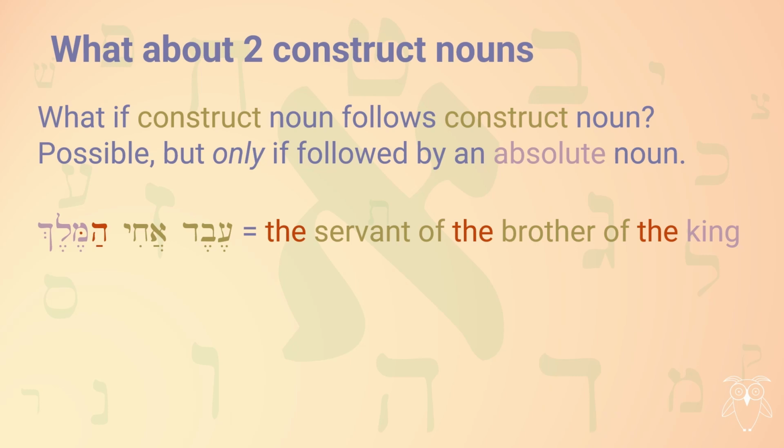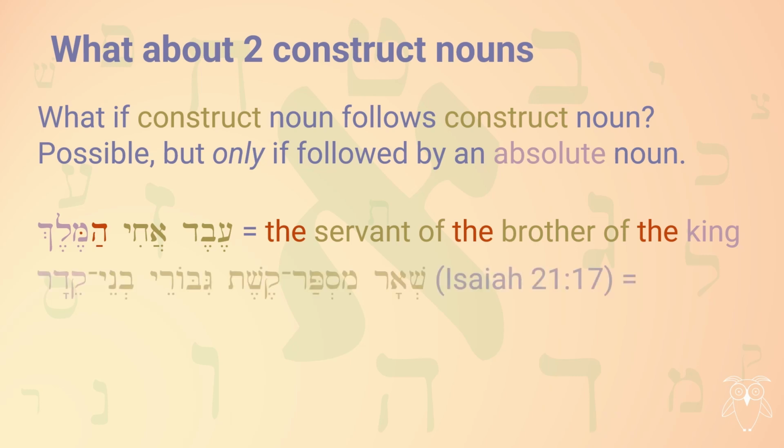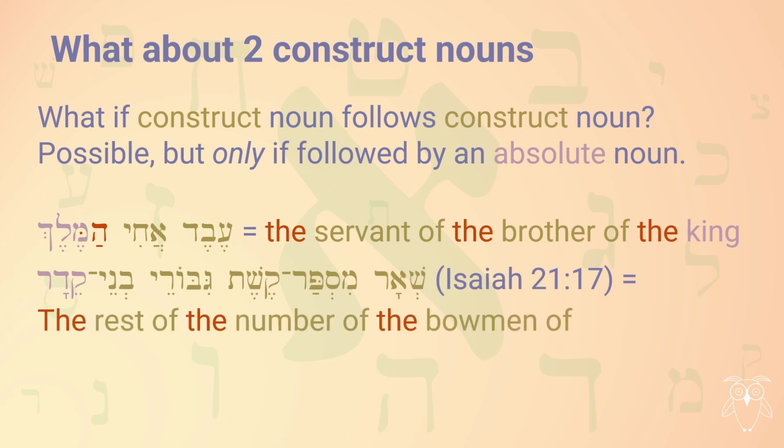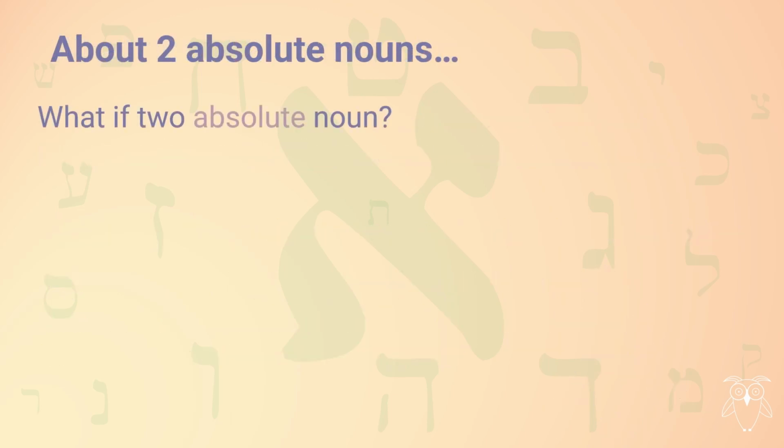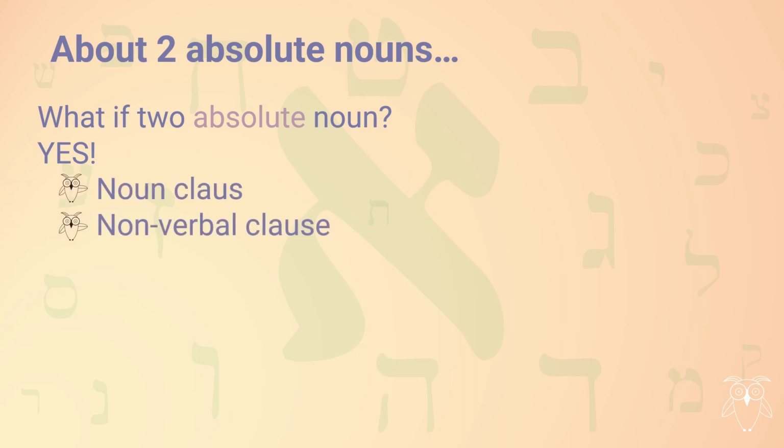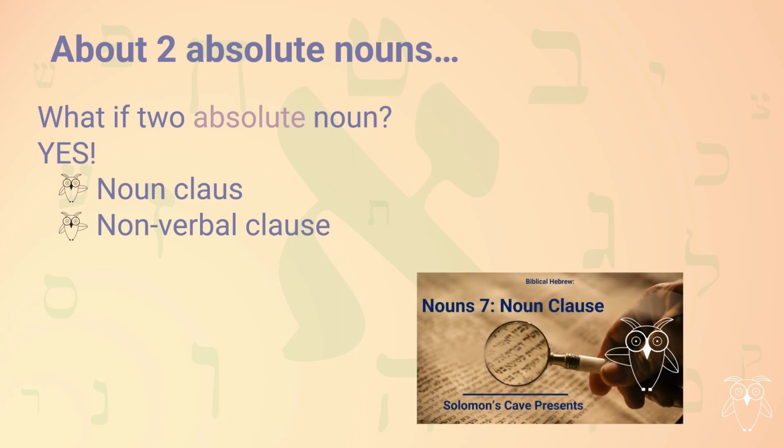And here's the longest example I've ever seen. It's from Isaiah 21 verse 17. The rest of the number of the bowmen of the warriors of the sons of Kedar. Whoa. Okay, and then what about those two absolute nouns following each other? Yes, that is also possible, and it is called a noun clause, or sometimes a non-verbal clause, which is the topic of the next video.